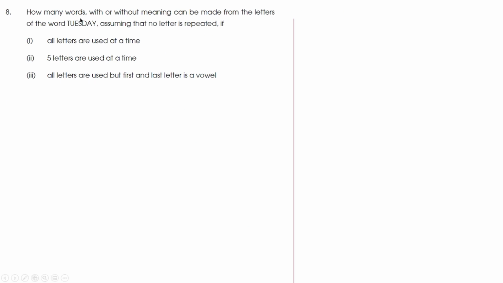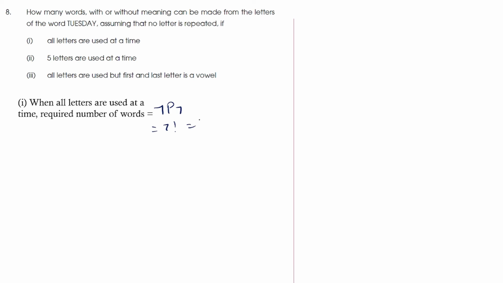Next question: how many words with or without meaning can be made from the letters of the word Tuesday, assuming that no letter is repeated? First subdivision, all the letters are used at a time. Now this is very easy. When all the letters are used at a time, the number of letters is 1, 2, 3, 4, 5, 6, 7. So it is 7p7, which is equal to 7 factorial, which is 5040.